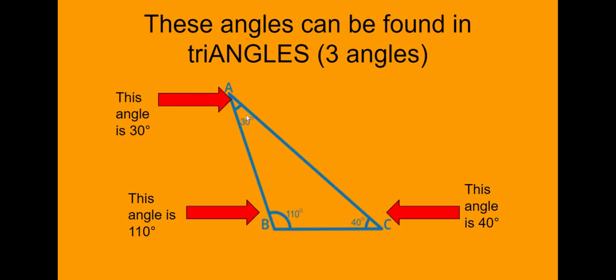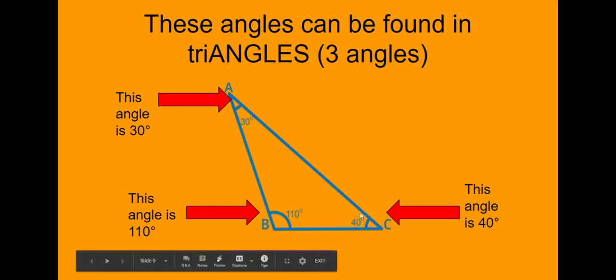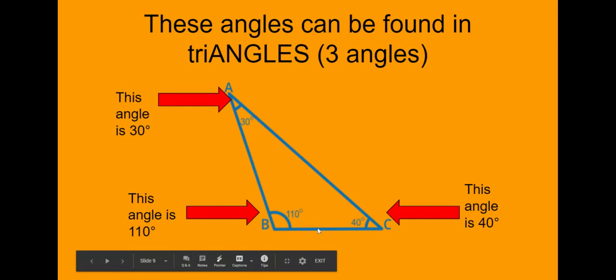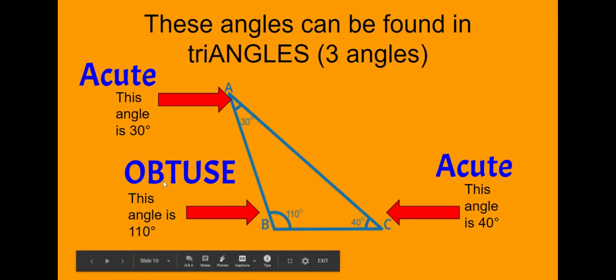Here's another triangle. This angle measures 30, so that means it's less than 90. This one's 40, which is less than 90. Do you guys remember what those angles are called? If you said acute, then you are correct. Now over here, this angle is measuring at 110 degrees. Now 110 degrees is greater than 90. Do you guys remember what the name of an angle is that is greater than 90? If you said obtuse, then you are correct.